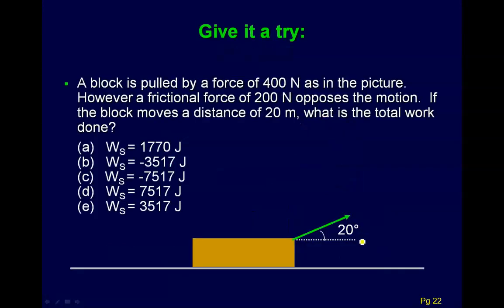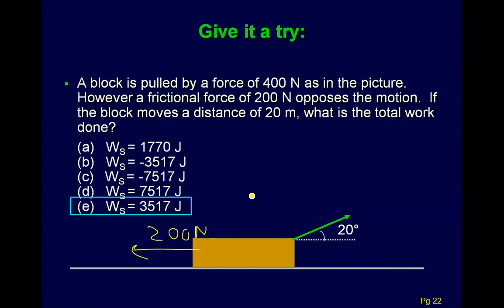And so let's look at an example here. A block is pulled by a force of 400 newtons, as in the picture, which means it's at an angle of 20 degrees, and there's a frictional force that opposes this at a force of 200 newtons. I want you guys to stop now, pause this, and figure out what is the total work done.